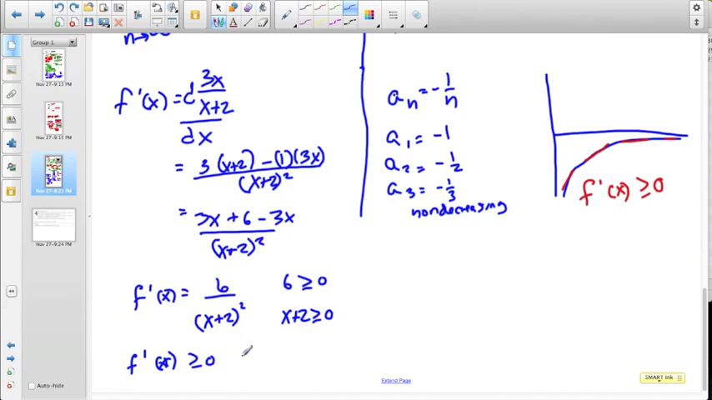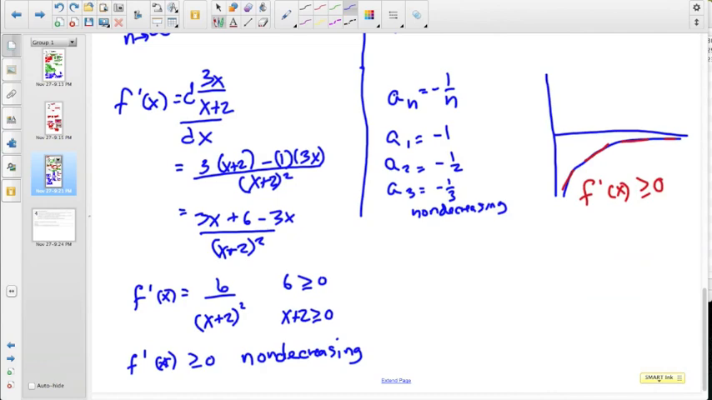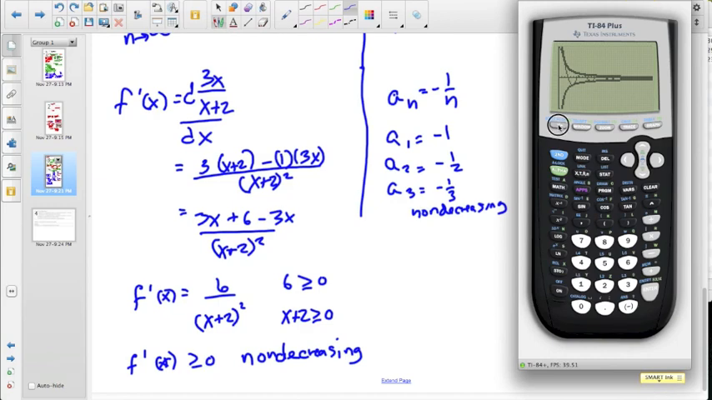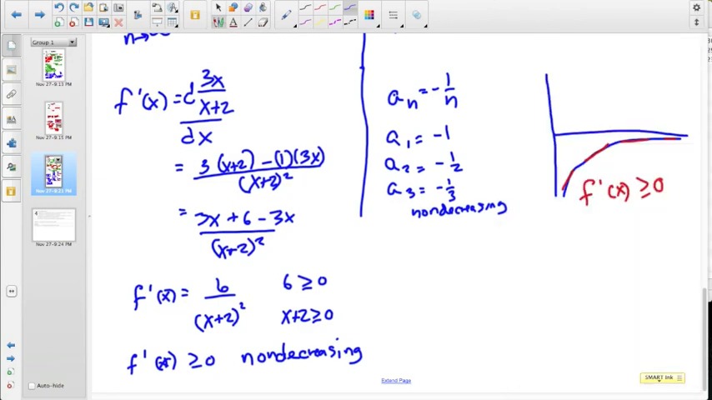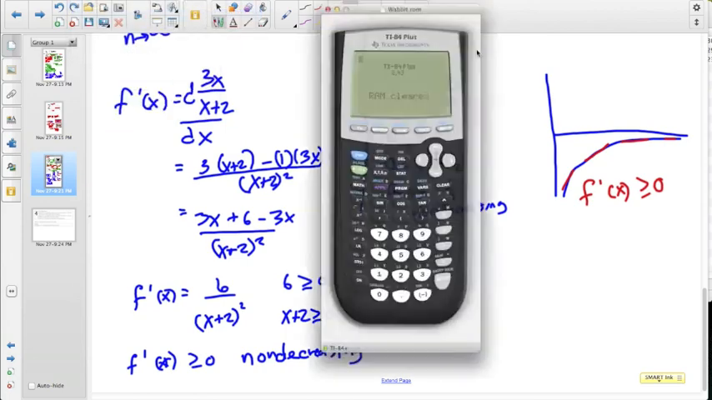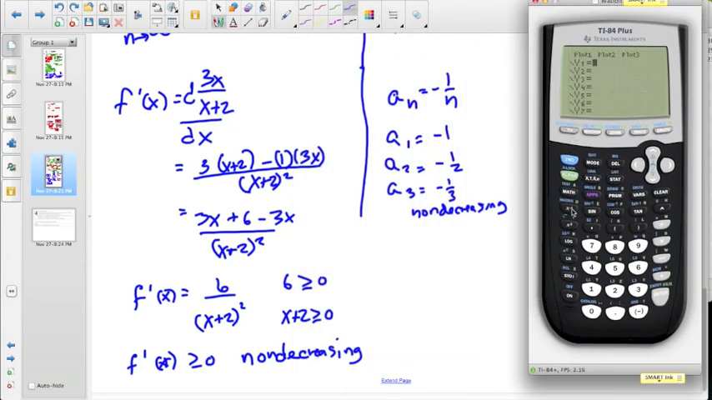And that being the case, this has to be a non-decreasing function. And so if we would graph this function, then we'd have 3x divided by x plus 2.